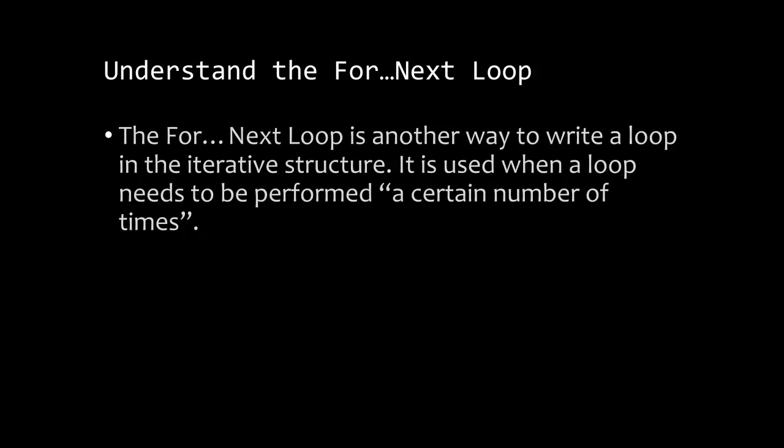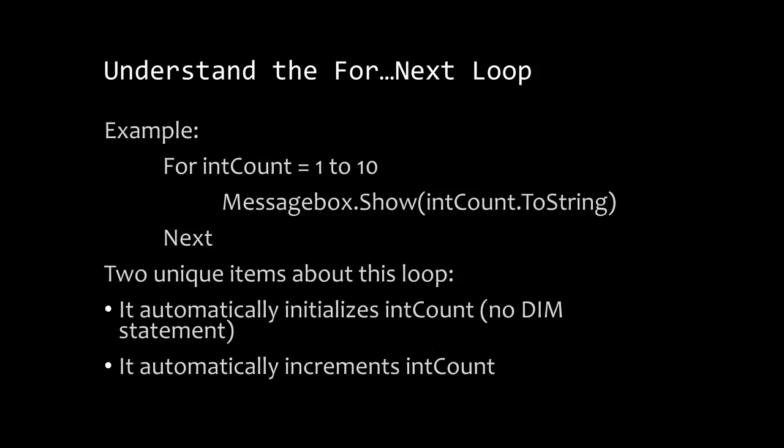The for next loop is another way to write a loop for the iterative structure. It is used when a loop needs to perform a certain number of times. So if you want to go 10 times and you know your program wants to do it 10 times, you can use a for next loop. It's kind of nice because it does a couple things for you. Let's go through how this works.